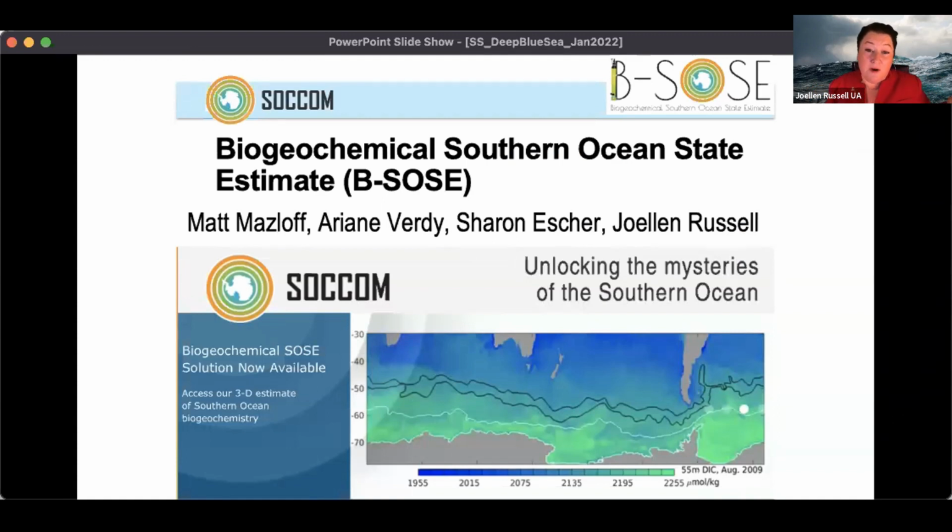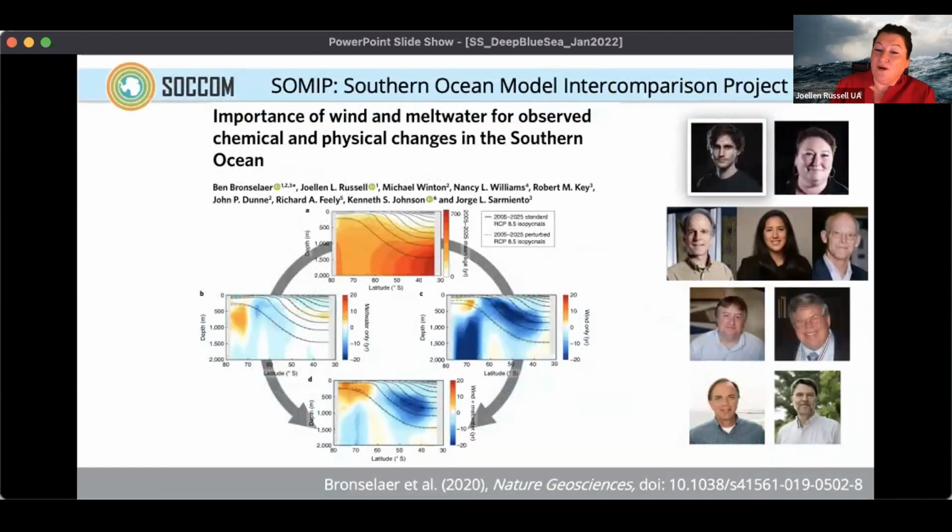We never had, remember all those blank spaces? That was blank spaces, even in the physical measurements. The chemical and biological measurements were even sparser. So we finally have enough to be able to do this. It's very exciting. So we did an experiment in our climate models.